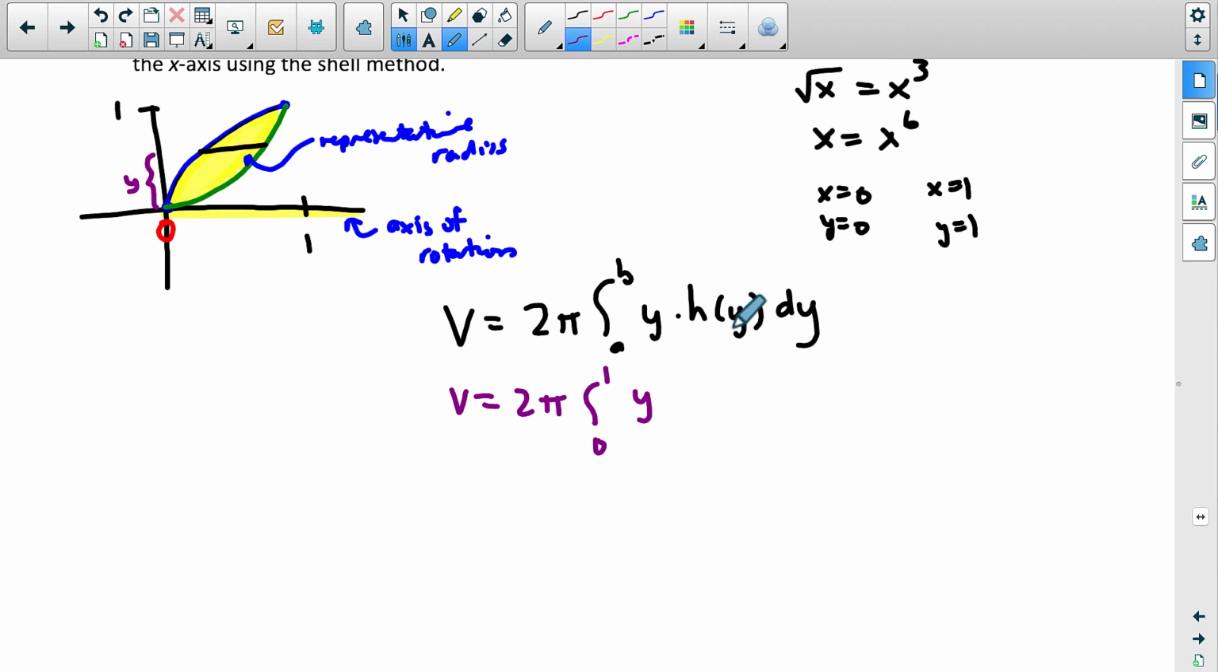Okay, now we need a function that represents the length of the representative radius, this length here. Well, that's actually kind of tricky, isn't it?